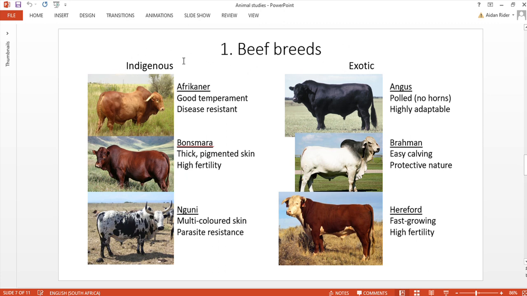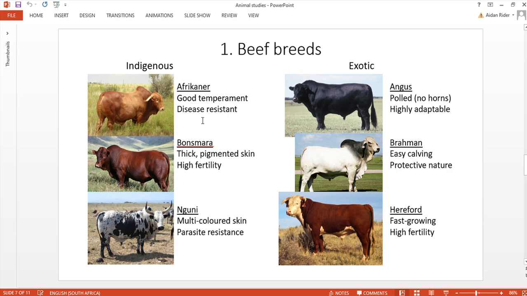So within Africa, one of the breeds we have is the Afrikaner. Here's an example of what the Afrikaner looks like. Don't look at the color, because the colors can differ. But look at how the horn slants. They do have a horn. They do have this hump on the back, and they are very muscled. Okay, so what makes the Afrikaner unique is they have a very good temperament, meaning you can handle them. They're not really angry all the time. And also they're disease resistant.